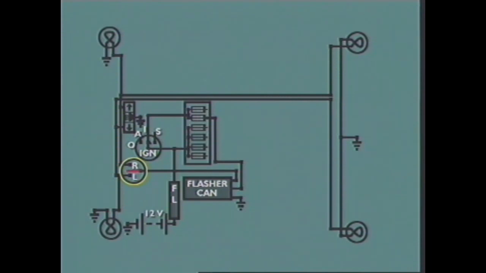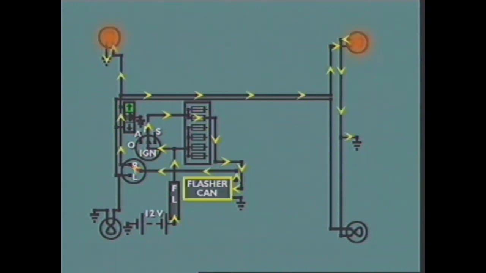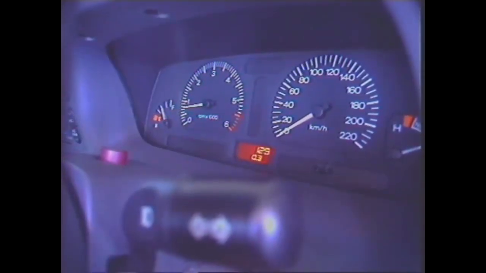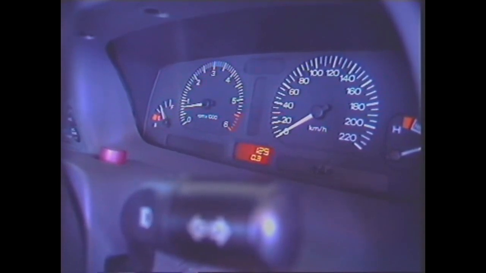If the indicator switch is turned to indicate a right-hand turn, current from the battery flows through the fusible link to the ignition switch, where it is directed through a fuse to the flasher unit. The flasher unit uses a timing circuit to pulse the current flowing out of the flasher unit 60 to 120 times per minute. This pulsing current is directed through the indicator switch to the right-hand indicator lights at the front and rear of the vehicle, causing the lamps to flash on and off. A pilot light on the instrument cluster also pulsates.